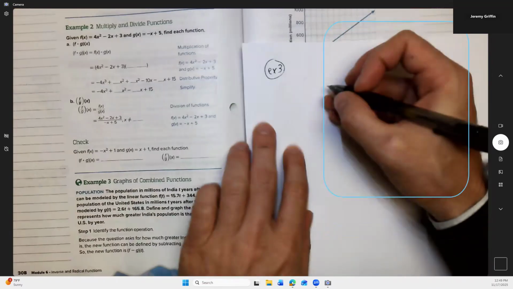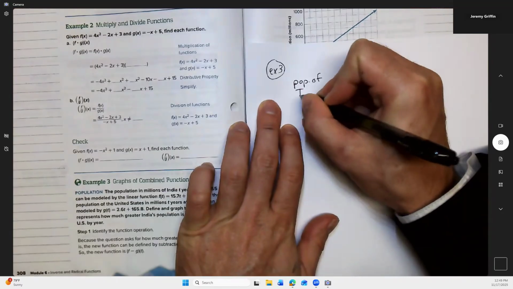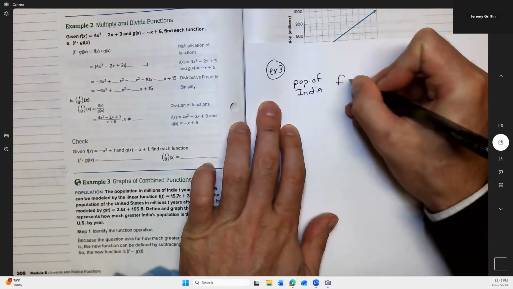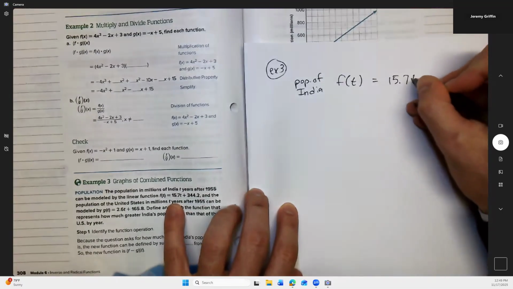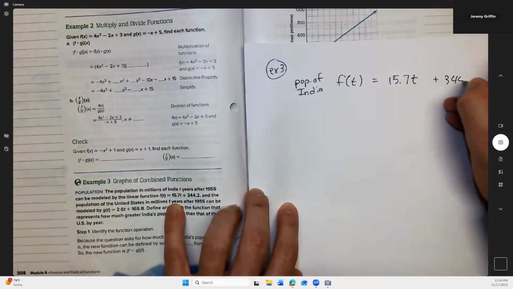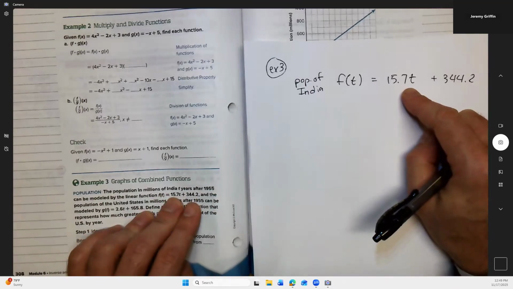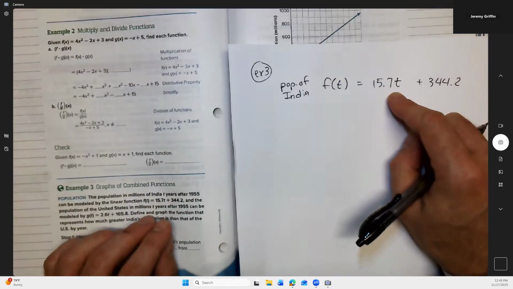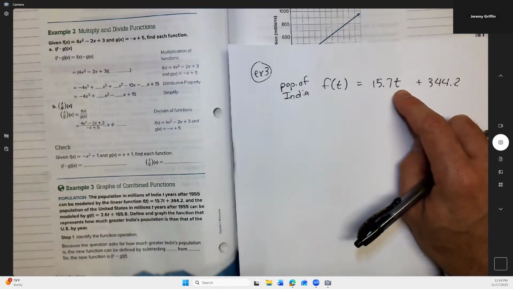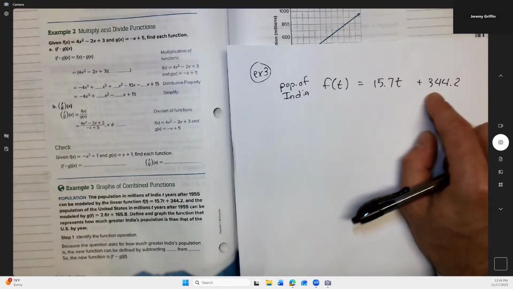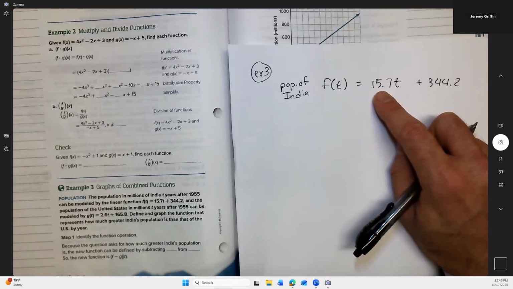We've got the population of India as a function of time. So say the population of India, they're calling f of t, where t is the amount of time passed. That's 15.7 t plus 344.2. Okay? So t is the number of years after 1955. So 1955 is the base year, or year 0. And these are in millions of people. So if you plug in 0 for t, that would bring you back to the year 1955. India had 344 million people then. Furthermore, it looks like every passing year, they're adding 15.7 million people.